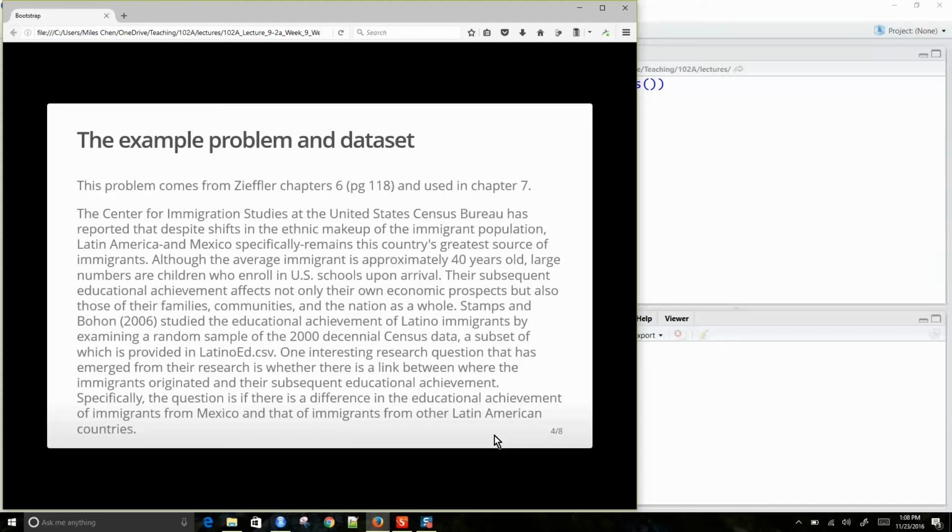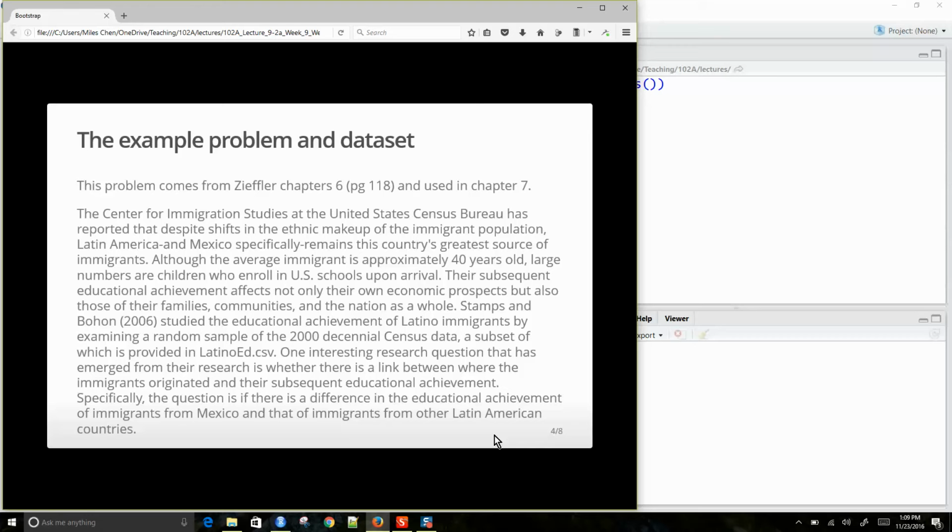This is a wall of text here. This is just coming straight from the textbook. The data set that we're looking at is Latino American education achievement or attainment. They're looking at immigrants from Latin American countries, and that includes Mexico, but also a bunch of other countries. The researchers were curious, when people come to the U.S., some of them go to school or go to college and different things, and they were curious if there was a difference between the amount of education attainment or achievement between immigrants coming from Mexico versus other countries in Latin America.